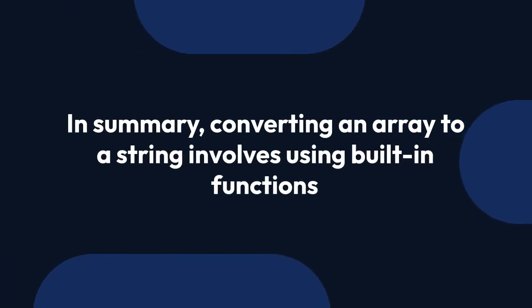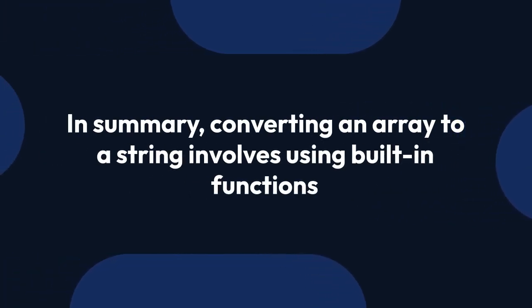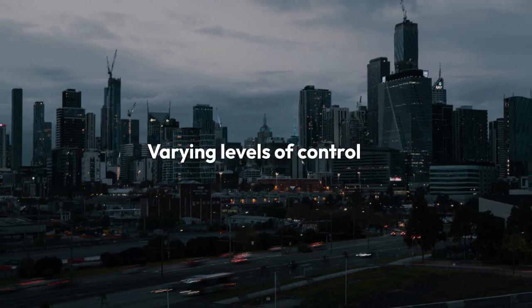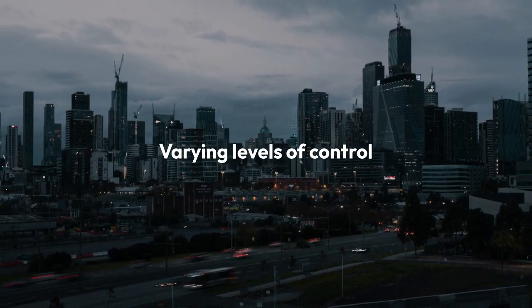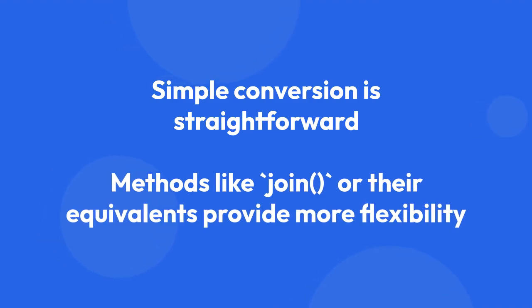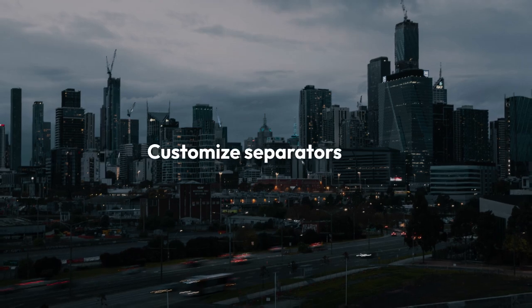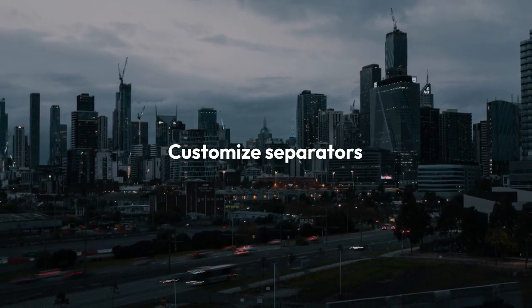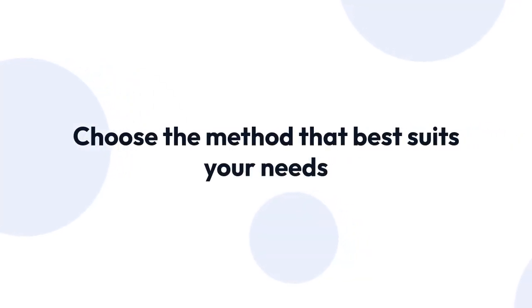In summary, converting an array to a string involves using built-in functions specific to each programming language. These functions offer varying levels of control over the output string's format. While simple conversion is straightforward, using methods like join or their equivalents provides more flexibility, allowing you to customize separators and precisely control the final string's appearance. Remember to choose the method that best suits your needs and the specific requirements of your project.